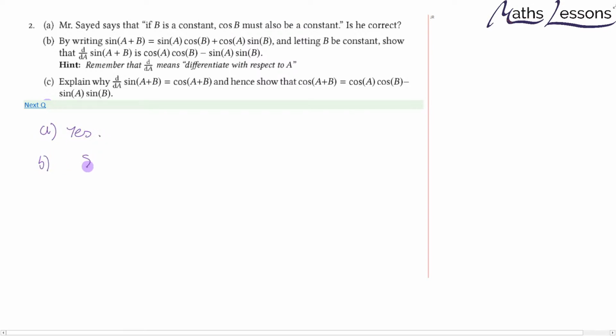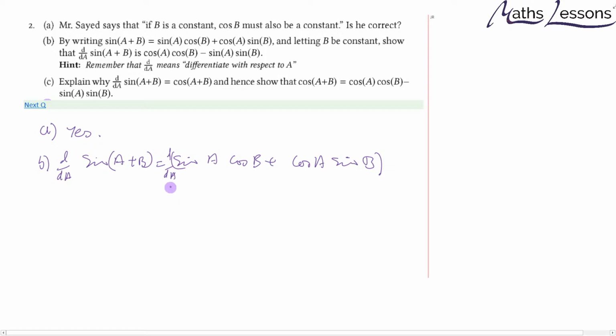Okay, by writing sine(a plus b) is equal to sine a cos b plus cos a sine b, we're going to let b be a constant and a be a variable, so we're going to differentiate with respect to a. Rather than write that all out again, which takes so long, I'm going to write d/da of that, and d/da of this, and differentiate all of this with respect to a.